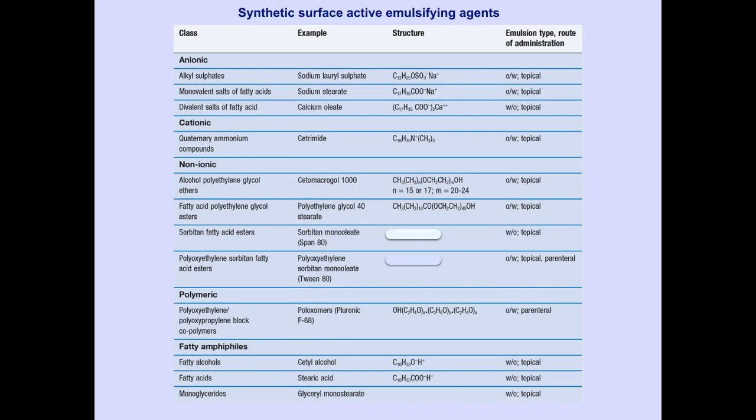This table is representing the examples of each class of synthetic surfactants, the type of emulsion they form, and the route of administration they are used for. Here you can see that anionic and cationic surfactants can only be used for preparation of topical emulsions because they are too toxic to use for oral and parenteral route, while only a few of non-ionic surfactants can be used for parenteral route, and mostly non-ionic surfactants are also used for the preparation of topical emulsions.